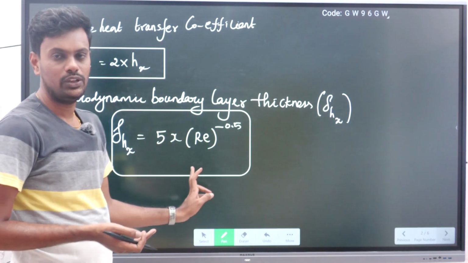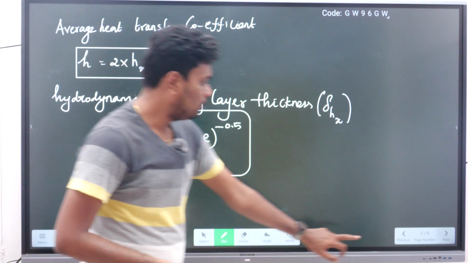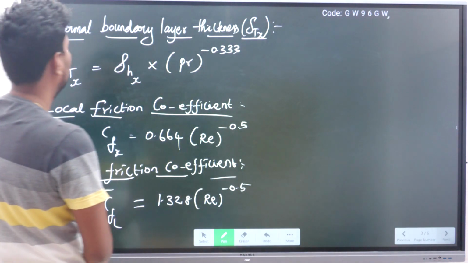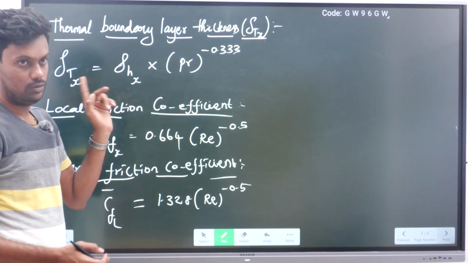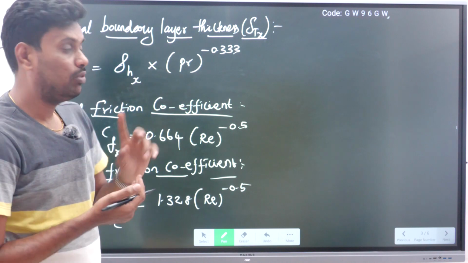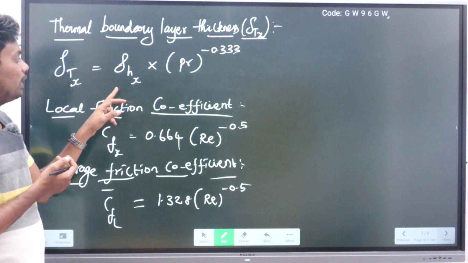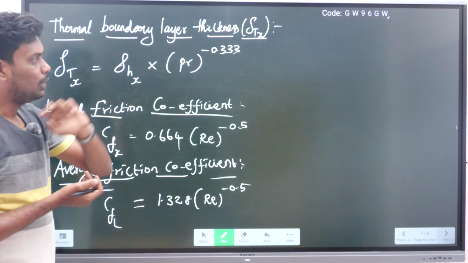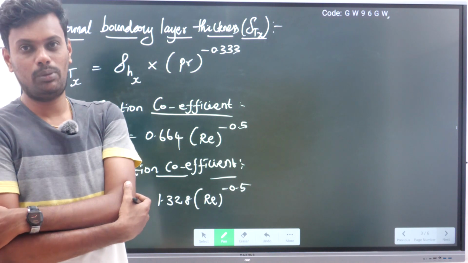This value and all, they will give. x means the distance, at what distance it is. Next one is the thermal boundary layer thickness, as we have already studied. For a flat plate, this is important. Sometimes cylinders also will be there, but this is for a flat plate, which is delta Tx equal to delta Hx into Prandtl number power minus 0.333. This formula sometimes we have to remember.